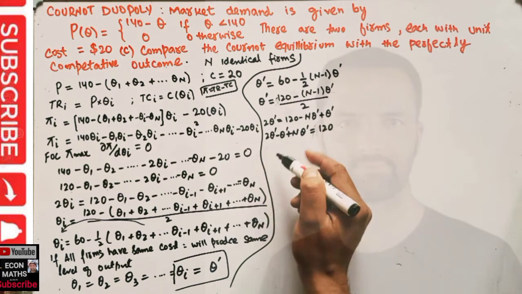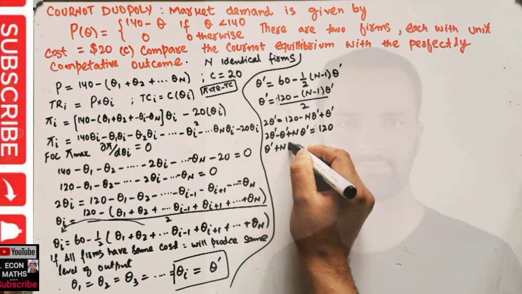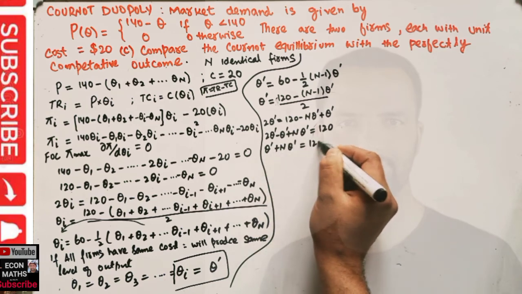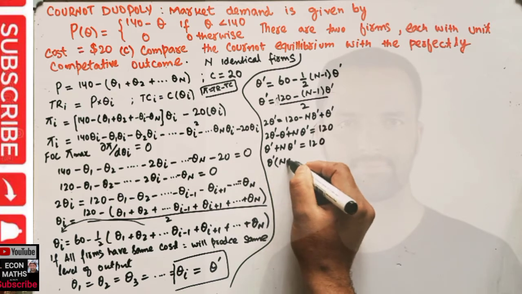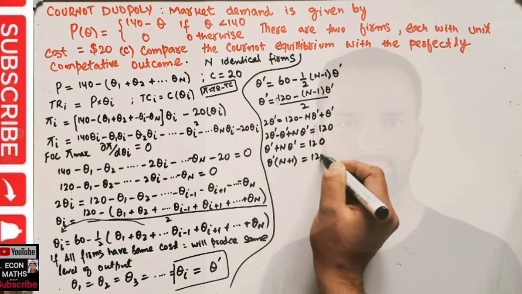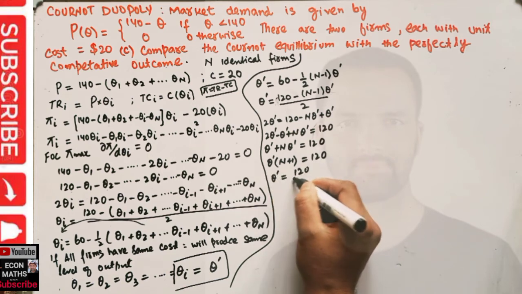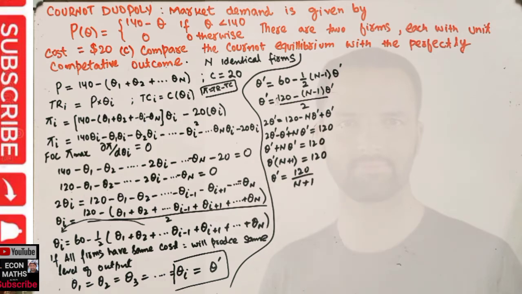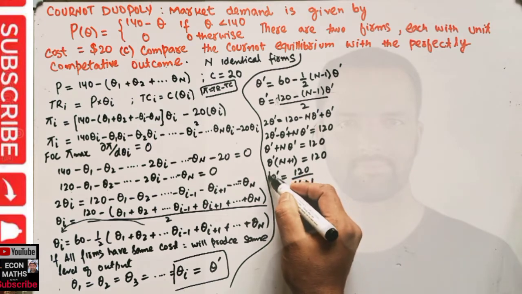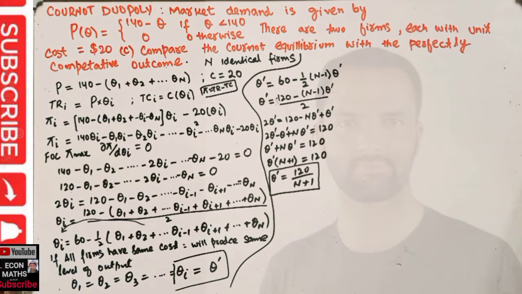So 2q dash minus 1q dash is equal to q dash plus nq dash is equal to 120, or q dash, if we take it common, we have (n plus 1) here is equal to 120, or q dash comes out to be 120 upon n plus 1. So q dash comes out to be 120 upon n plus 1 here.